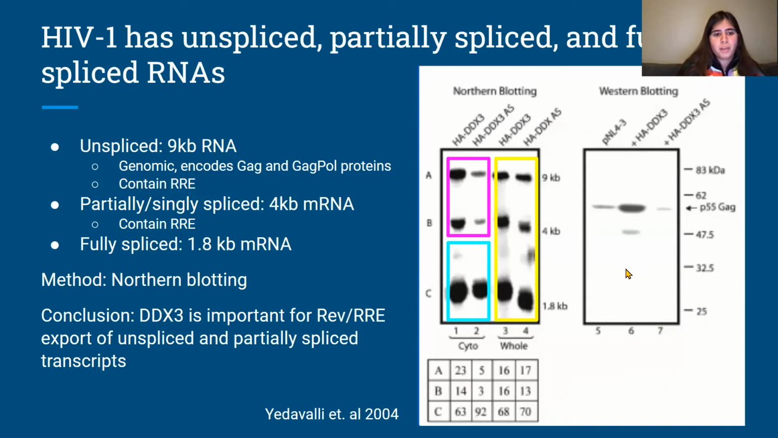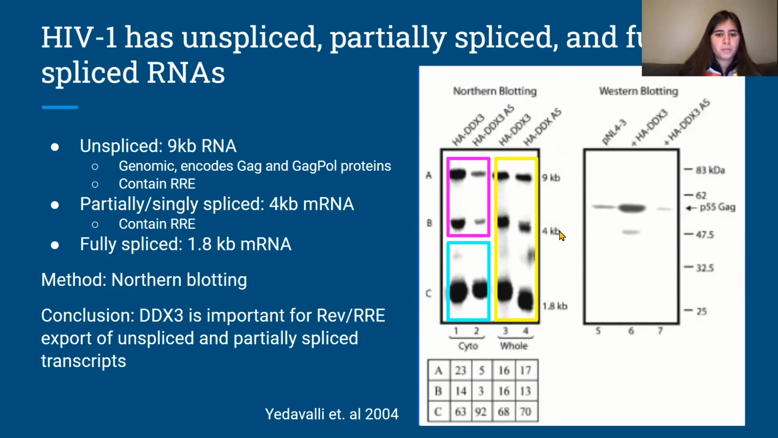9 kilobase is being unspliced, 4 is partially spliced, and 1.8 is fully spliced. The goal was to analyze expression of 9.4 and 1.8 kilobase viral transcripts with DDX3 and DDX3 antisense mutant. They found there was no difference in expression with DDX3 and the antisense mutant in the whole cell RNAs as seen in figure 4A in yellow, or for 1.8 kilobase transcripts as seen in blue.